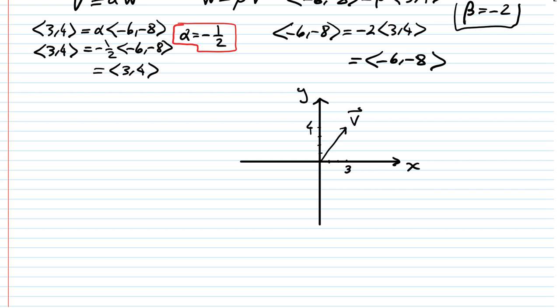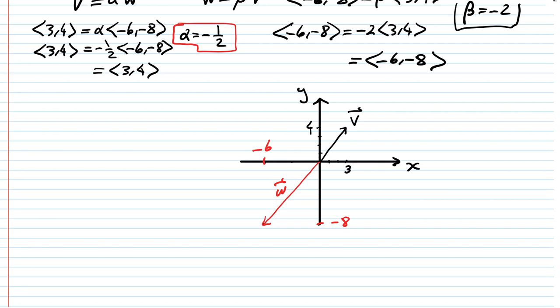Vector w is (-6, 8). So it's going to be twice the x and twice the y. It's going to be down here, way down here. Now if I draw this vector, there you have it. This is vector w, (-6, -8). So you see how they can be parallel.